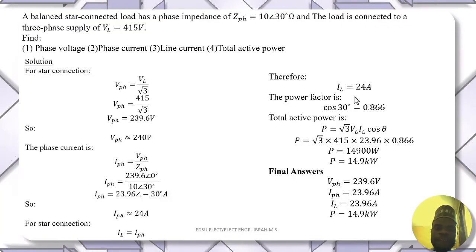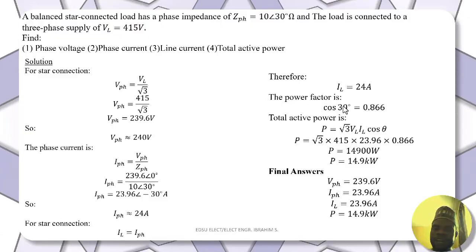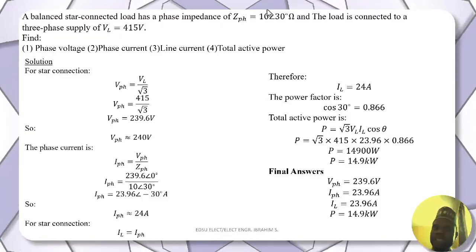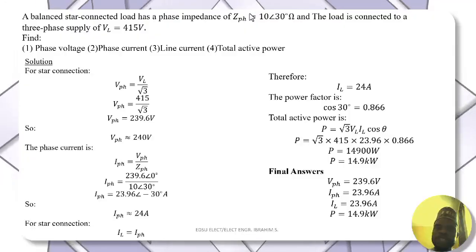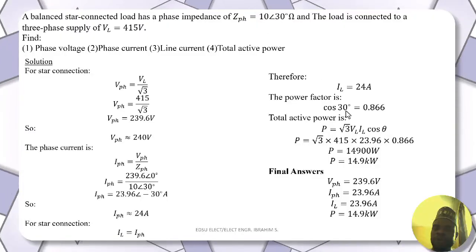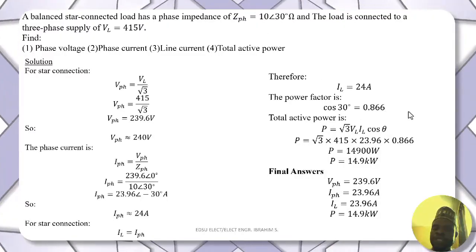Then for the power factor, our theta was going to be 30 degrees from the impedance. That means we have cos theta equals 0.866.